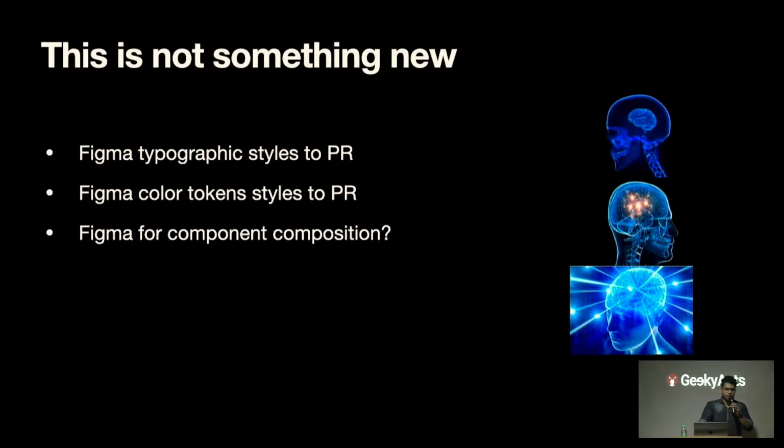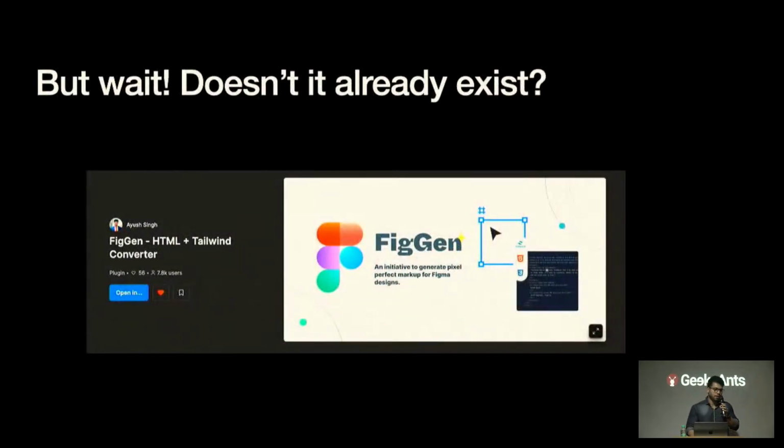And of course, you might ask, well, this is not something new. To an extent, this might already exist. Yes, there are certain automated plugins and pipelines for generating those Figma tokens into automated PRs. There is also a workflow for generating the color tokens, and all of this exists. But today, what I'm really interested in talking about is the possibility of composing the components and generating the code out of it. So let's see.